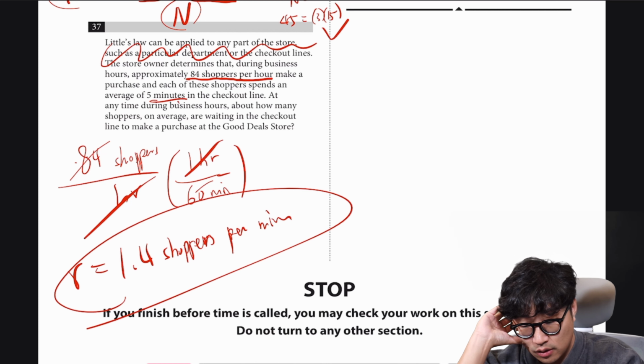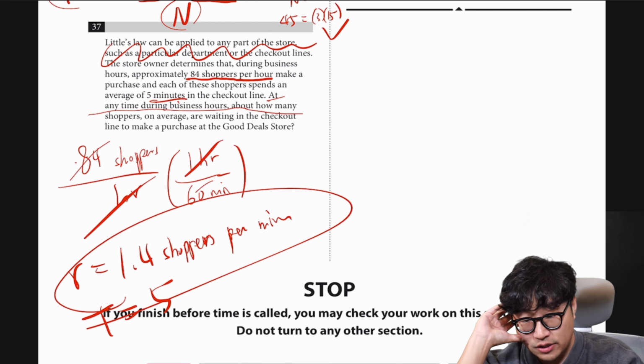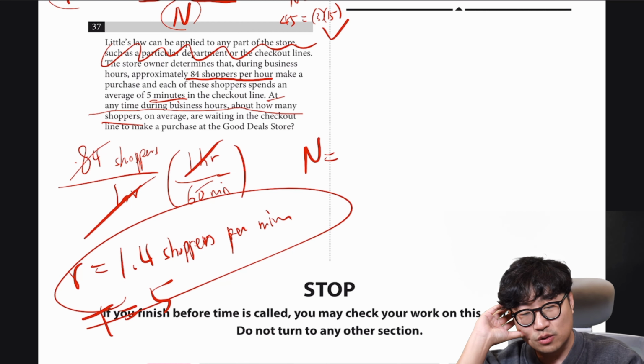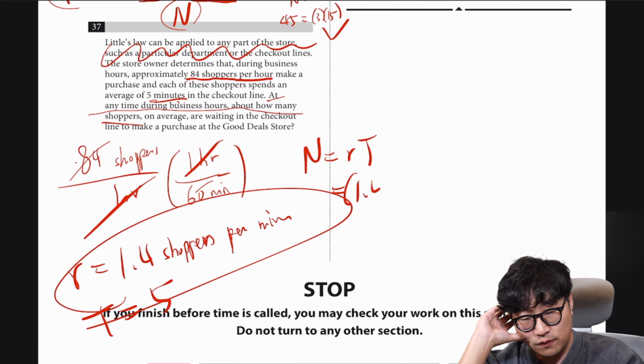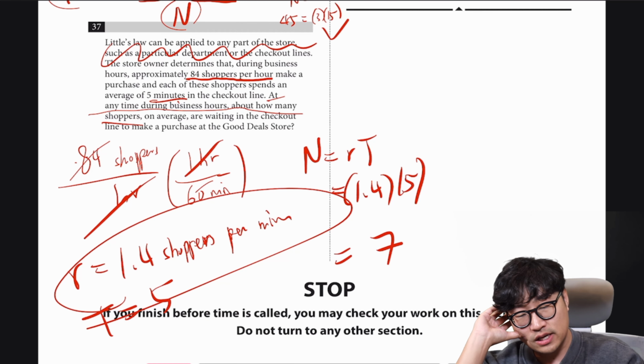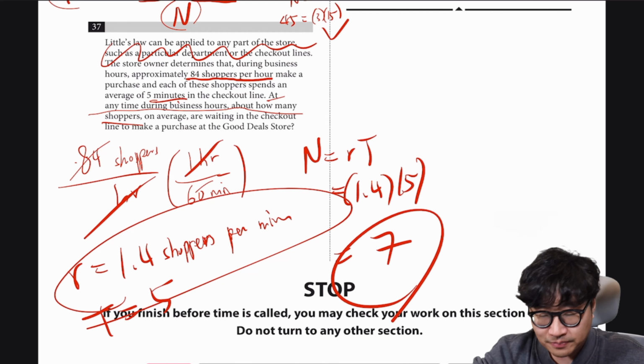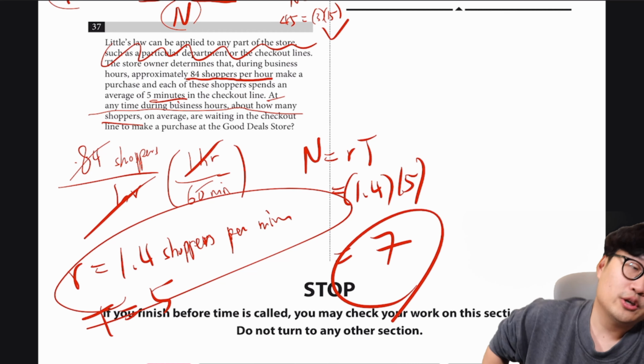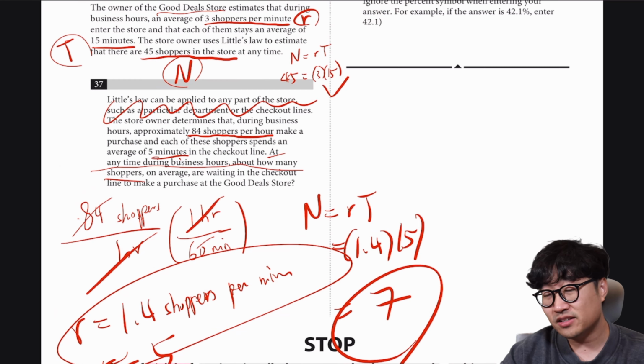And then what else? 5 minutes. So T would be 5. So what do they want? At any time, how many shoppers? We just want the N. N is equal to RT. So R is 1.4, T is 5. Multiply that, you get 7. That's the answer. Easy. It's not as bad. You don't have to read the whole thing. You can just pay attention to the keywords.